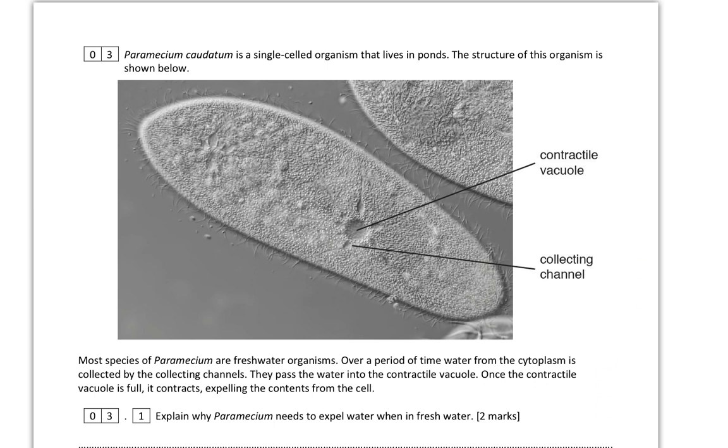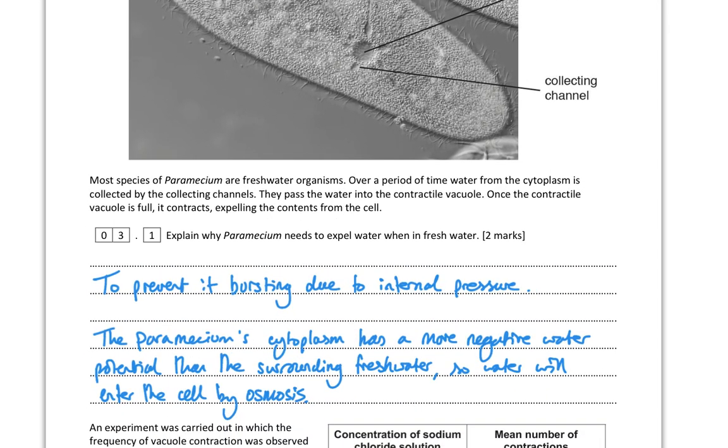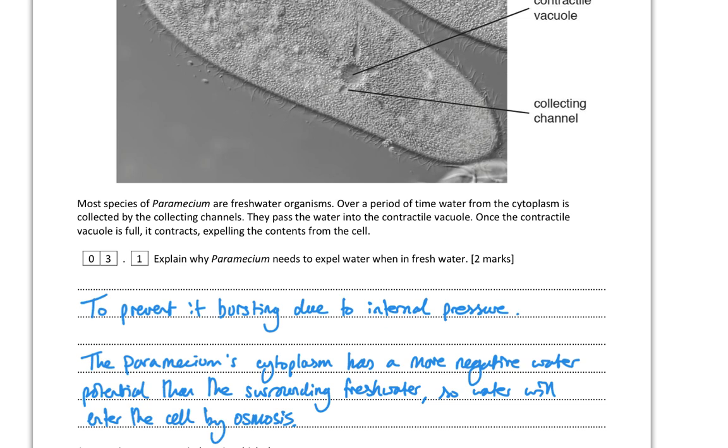Explain why paramecium needs to expel water when in fresh water. So it's an osmosis question. It must be to prevent it from bursting due to internal pressure. And then I want to give it an osmosis answer. The paramecium cytoplasm has a more negative water potential than the surrounding fresh water. That's my priority: I want to talk about water potential and osmosis. So water will enter the cell by osmosis. It's going to swell, and if it doesn't get rid of it, it's going to burst.